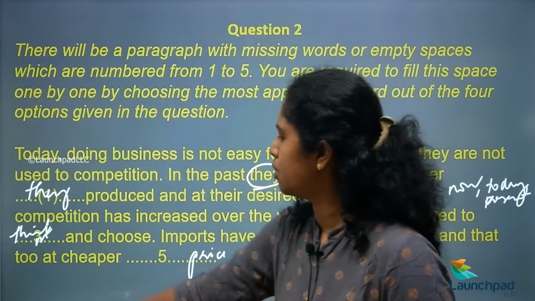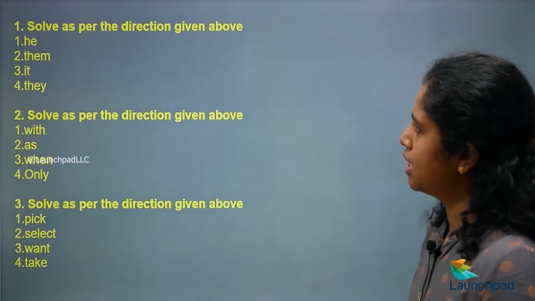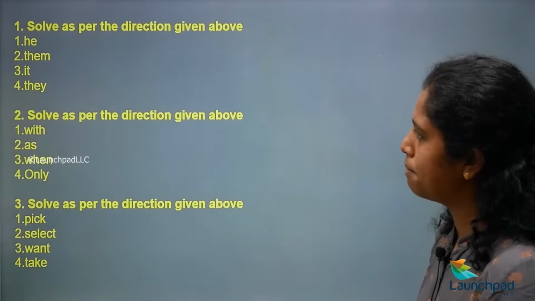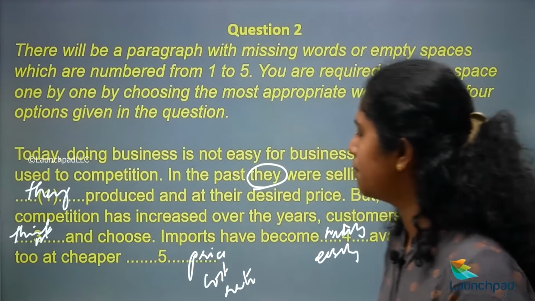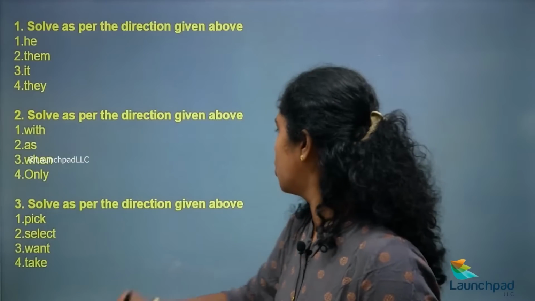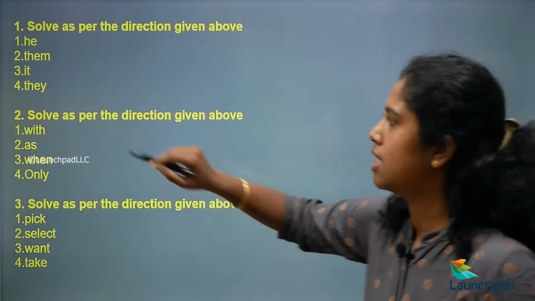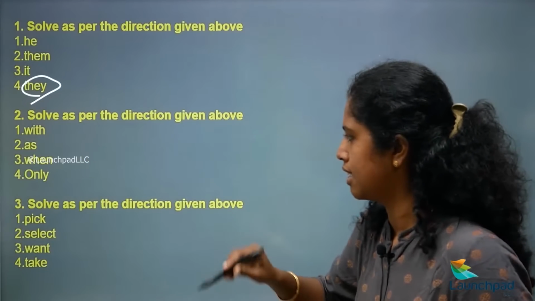So now let's move on to our options. So first, he, them, it, they. So what did we think about they? Yes. So the first itself, it was talking about they. So your option they is your right answer. Next.